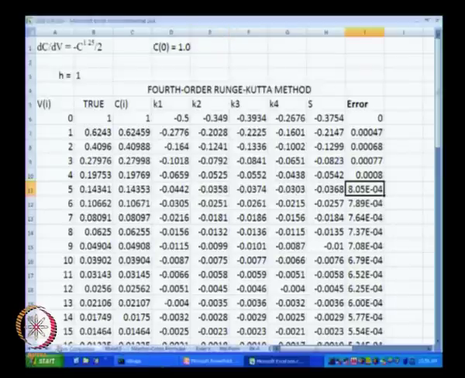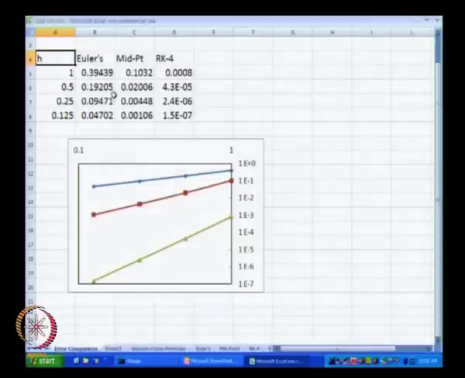And with all these results we had made error comparison between Euler's midpoint and RK4 method, and this error comparison is shown on this particular graph. All this we had done in 2 lectures earlier.